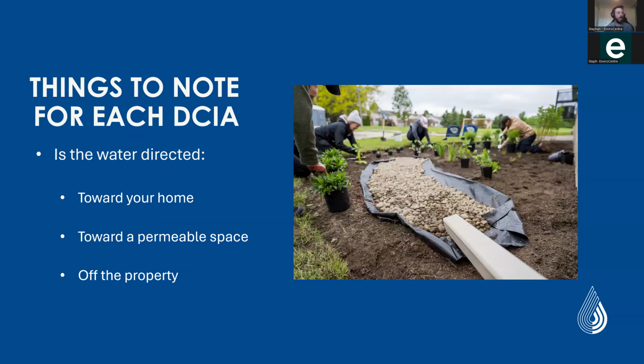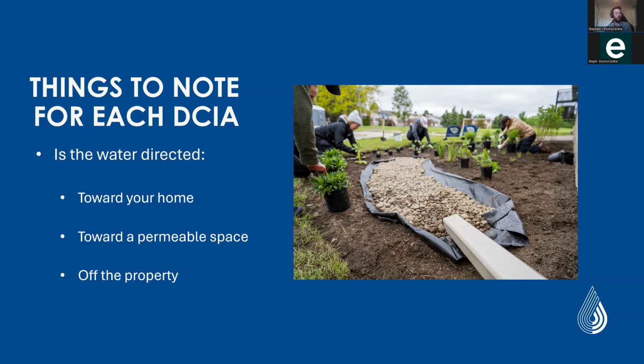A few things to keep in mind while we're walking around and looking at each hardscaped area is where the water is directed. So just make a quick note, for each downspout that's coming down or each roof portion, is the water directed toward your home? Is it directed towards a permeable area like a garden or your lawn? Or is it going directly off the property? And this will give us an idea of what options are available to us, or maybe what issues exist that we're looking to change.